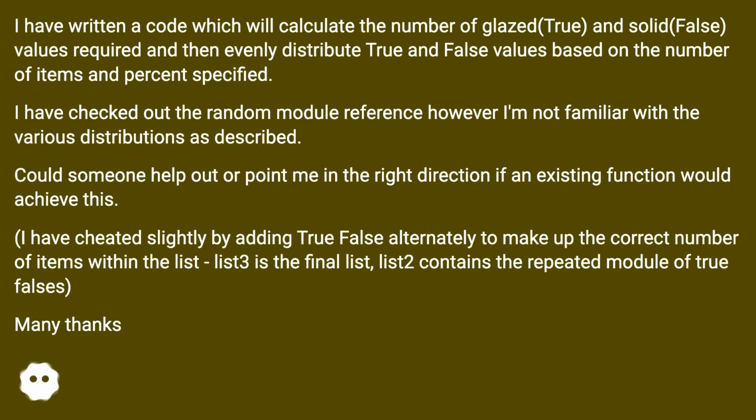I have cheated slightly by adding true-false alternately to make up the correct number of items within the list. List 3 is the final list. List 2 contains the repeated module of true-falses. Many thanks.